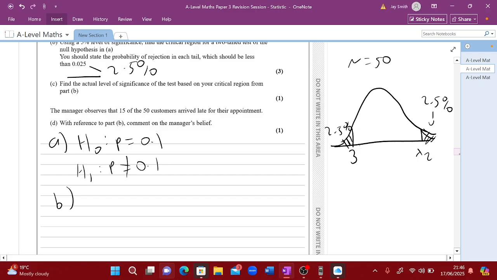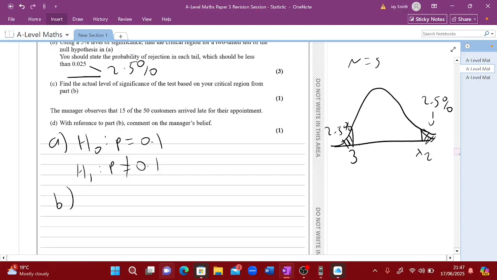If there are like 2 or 1 customers late, it's quite significant, isn't it, really? That's a big difference to what you expect. Whereas if you only say the mean, say 10% of 50 is 5, and we had like 4 customers late, that's not really a big enough difference to conclude there is a difference. It could be a fluke, maybe that particular day there was traffic and a few customers were late.